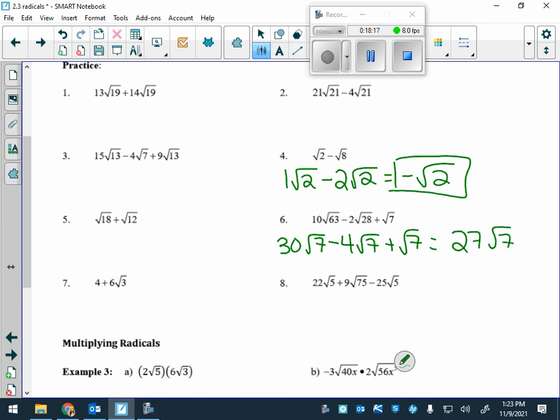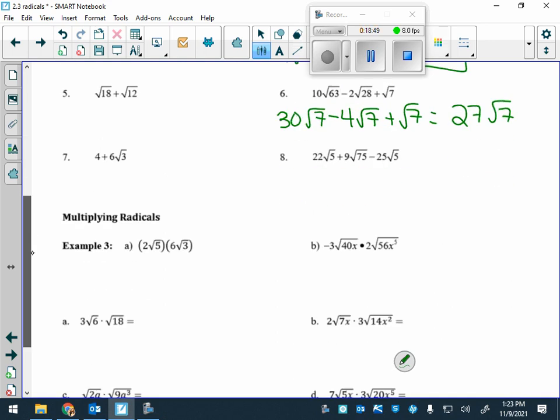Okay? And then number 7, we couldn't go any further. So that was pretty simple. And then 8, you end up with negative root 5 plus 45 root 3. Any questions on those? Okay. How many of you got all 8 of those correct? Okay, 1 wrong. Okay, good. Awesome. Makes sense? Adding and subtracting, very simple, right? You just have to break them down.